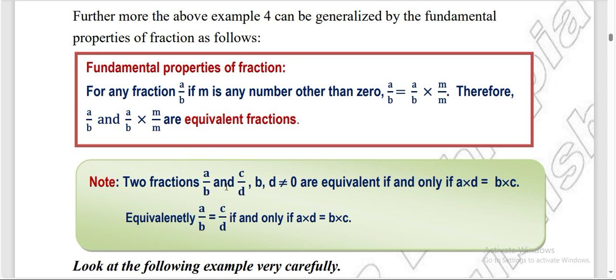Two fractions A over B equal to C over D, where B and D are always different from 0. The denominators of the fractions must be different from 0.